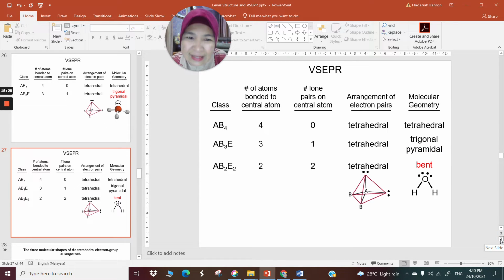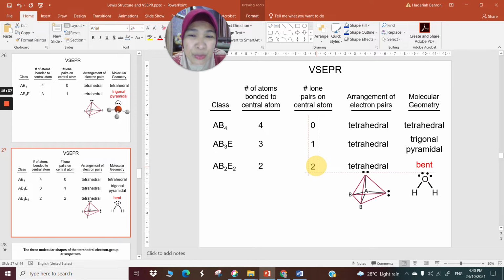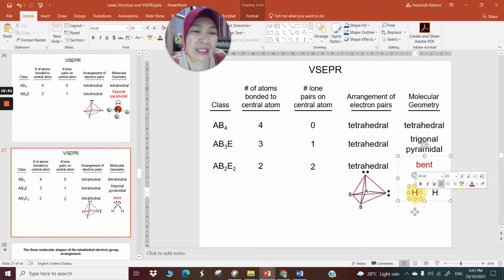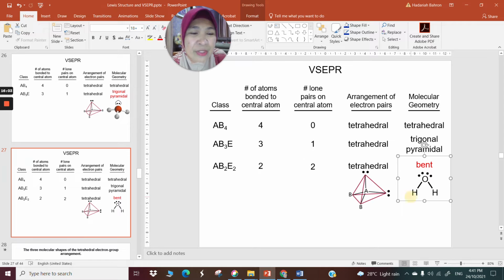And the second situation that you might encounter is AB2E2, where you have 2 atoms bonded to the central atom and 2 lone pairs of electrons, and the shape of your arrangement of electron pairs is still tetrahedral, but imagining that these lone pairs of electrons are invisible, all you see is a V shape or a bent shape. An example of that is water. If you have 2 lone pairs of electrons on your central atom and 2 bonded pairs of atoms, then you get a V shape or a bent shape molecule.